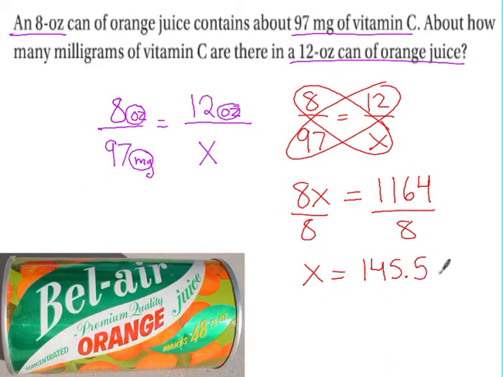Now, let's figure out what our units are. The X was down below, and that's where we had the milligrams of vitamin C. So we know our answer is going to be 145.5 milligrams of vitamin C for that 12-ounce can. Good job, guys. We are rocking and rolling.